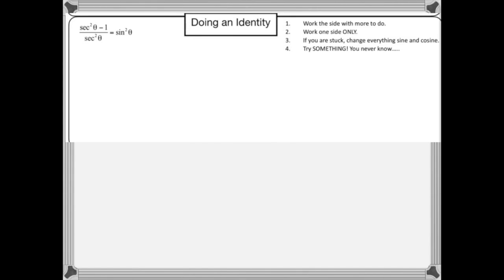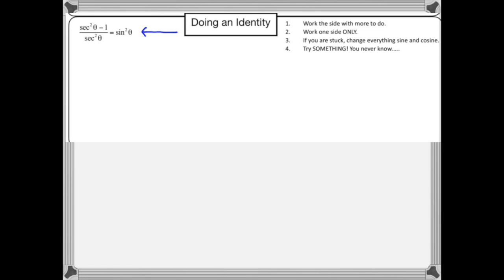Okay, so this is our first trig identity that we're doing. When you're doing an identity, you're trying to get one side to look like the other side. So for example, you want to see how you're going to use all those trig identities that we just learned to make that look like that.